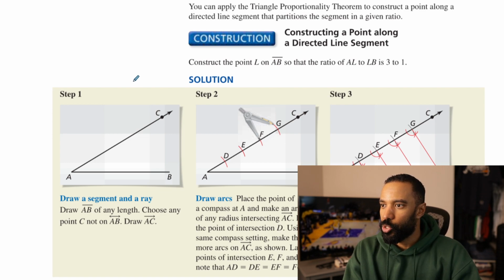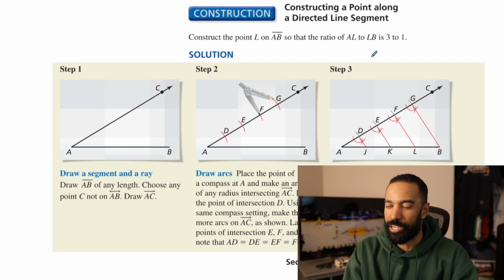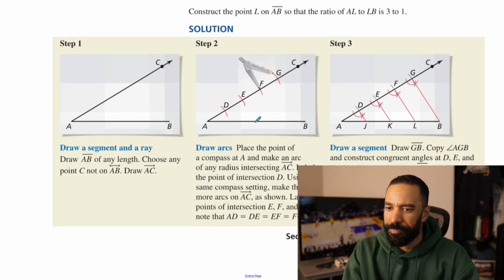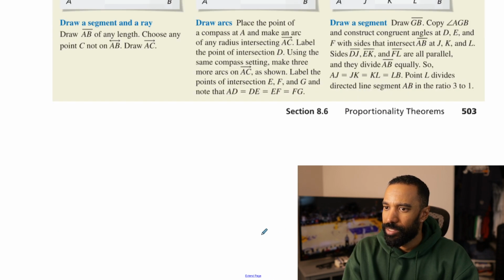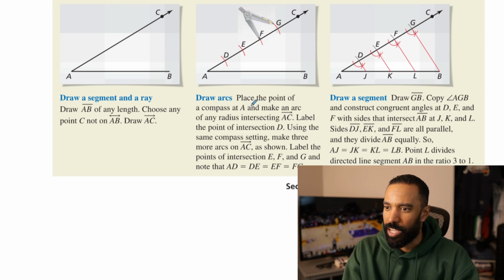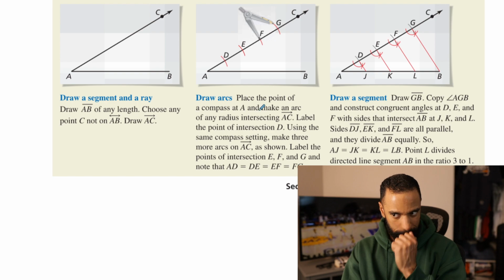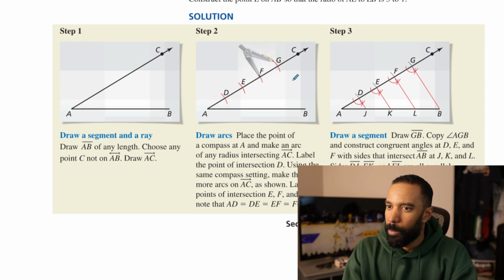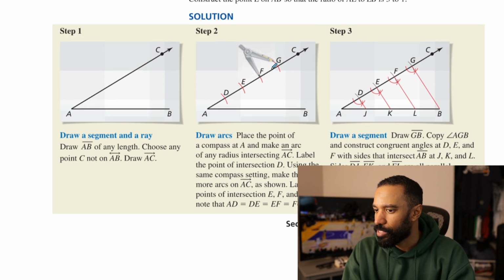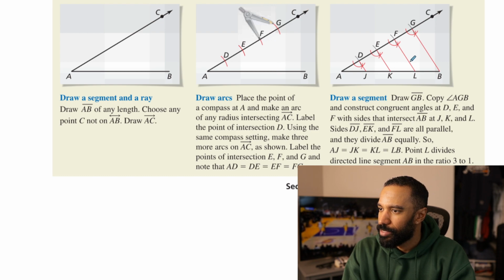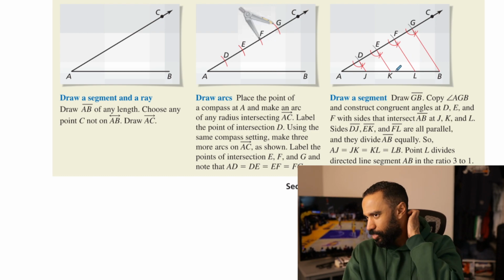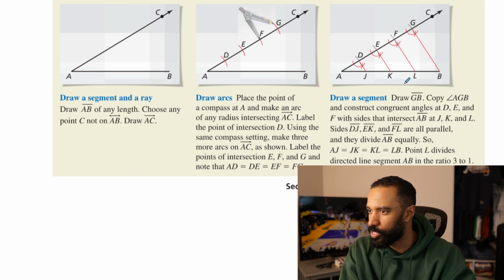There's some compass construction. I wonder if that means we're going to actually do that, but that gives us directed line segments here. Let's see how they do this. Place the point of a compass at A and make an arc of any radius. Label the point D. Using D, make 3 more arcs. But how do you know that that's 5 away? I don't know if I'm good with what they're saying here.